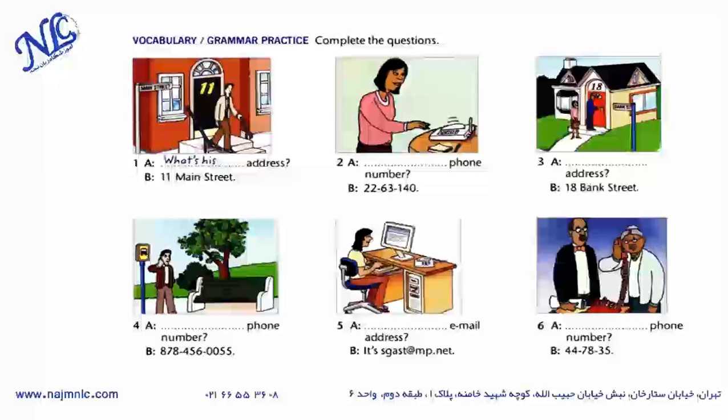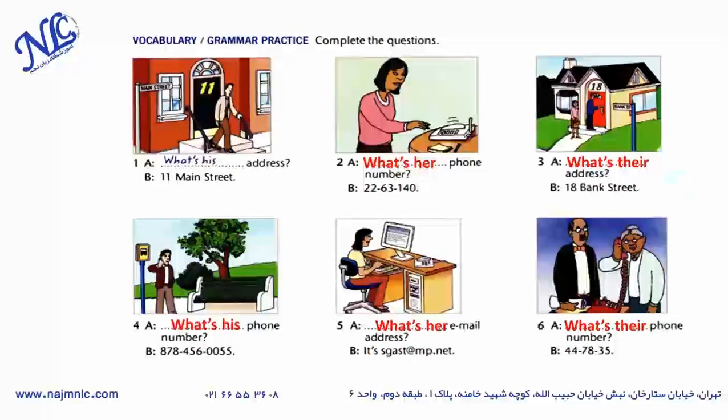Okay, now please check your answers. Number 2, what's her phone number? Number 3, what's their address? Because there are 2 people. Number 4, what's his phone number? Number 5, what's her email address? And number 6, what's their phone number?